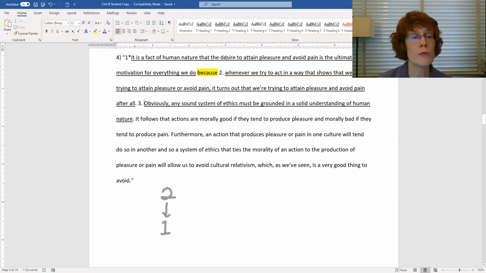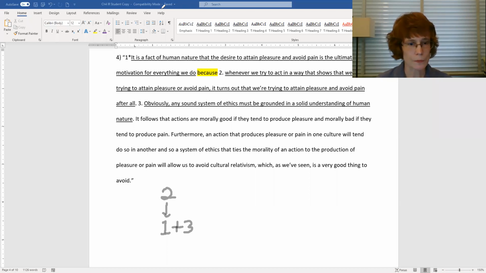It is a fact of human nature, magic words, that the desire to attain pleasure and avoid pain is the ultimate motivation of everything we do. Obviously, any sound system of ethics must be grounded in a solid understanding of human nature. Well, those go together, right? Because they're both talking about human nature. So let's add 3 to this. Very good.